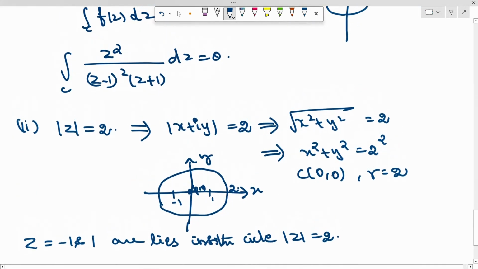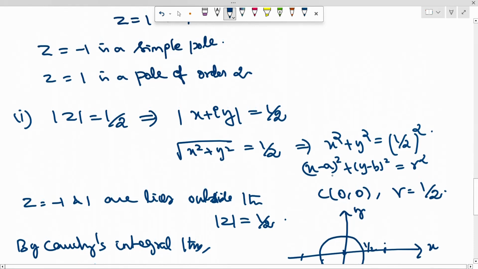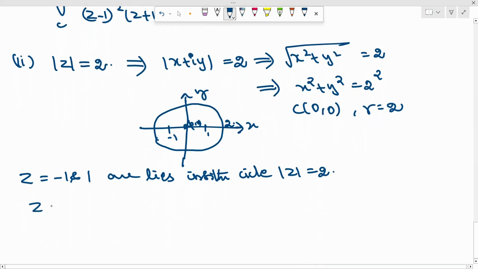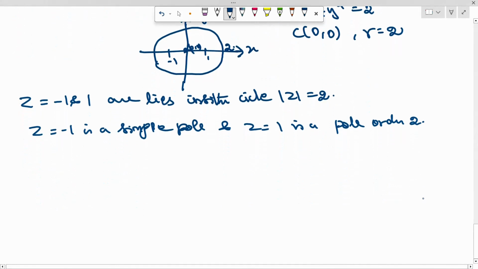Here z is equal to -1 is a simple pole, because the power value is 1, and z is equal to +1 is a pole of order 2. Okay, now we have to find the residue. The first pole is a simple pole only.